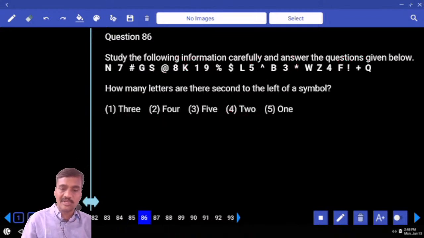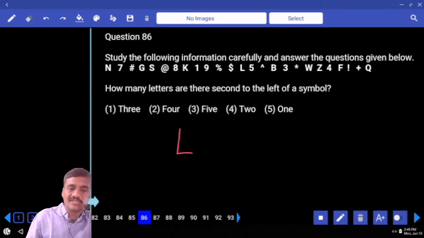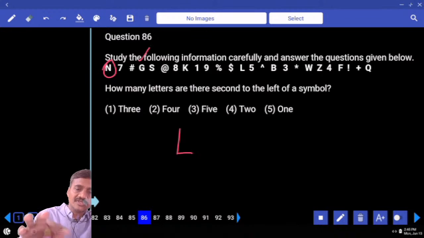And 86, so how many letters? The question is about a letter. How many letters are there second to the left of a symbol? Now the letter that is second to the left of a symbol: N is second to the left of the symbol #. The next one, G is second to the left of the symbol @.